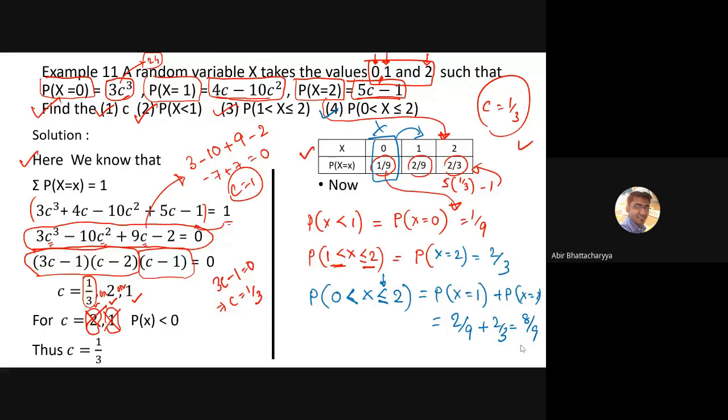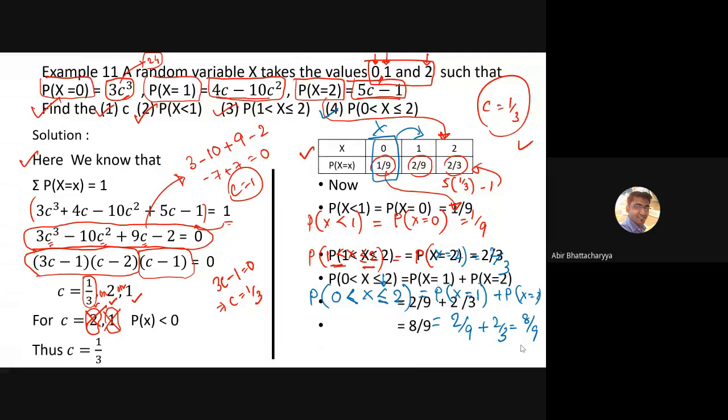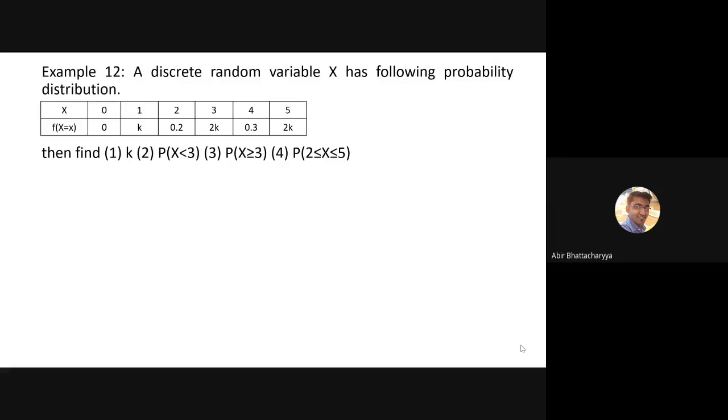All right. Let's proceed to the next question. Number 12. A discrete random variable x has the following probability distribution. The probability distribution is given to you.